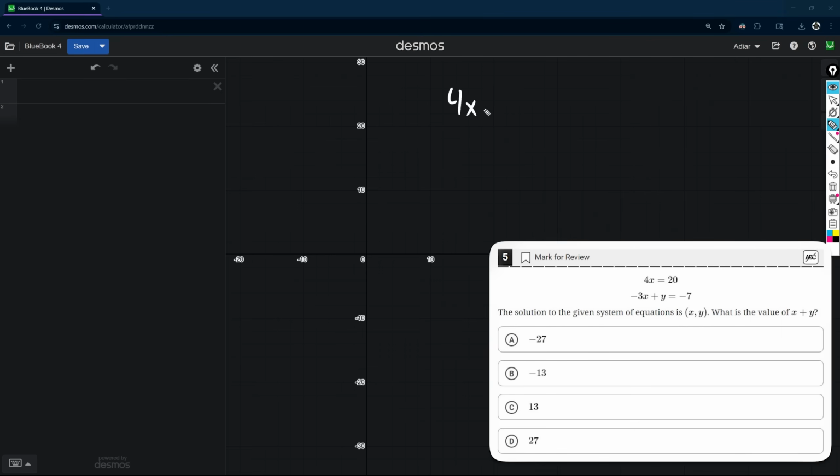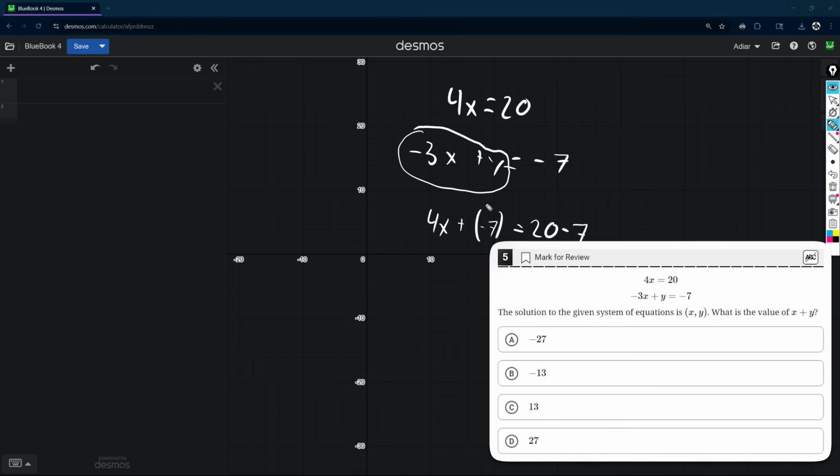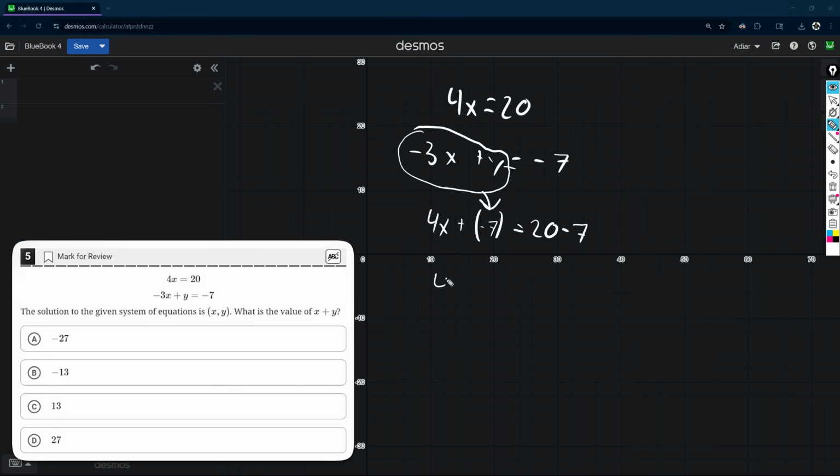If we're given that 4x equals 20 and negative 3x plus y equals negative 7, what we can do is we can add negative 7 on both sides of this top equation right here. So what we'll get is 4x add negative 7 equals 20 minus 7, right? But the thing is, we know that this right here actually equals negative 7. So we can just substitute it in and say, really, that 4x minus 3x plus y equals 13. And when we do 4x minus 3x, that just gives us x plus y equals 13.